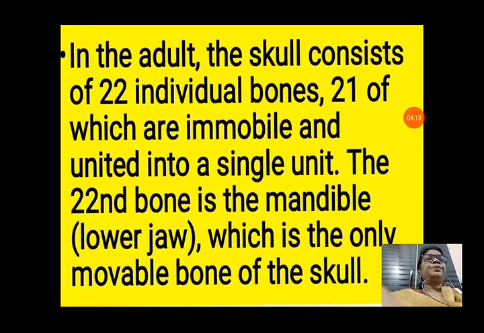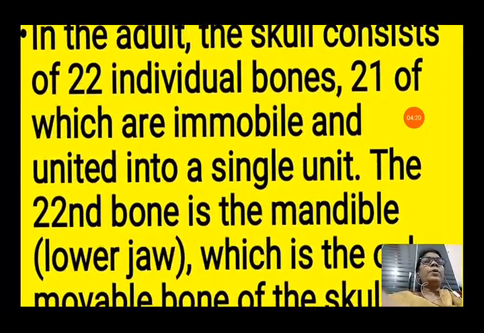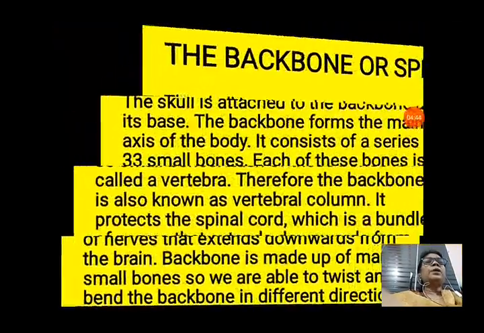Now next, the adult skull consists of 22 individual bones, 21 of which are immobile. Immobile means immovable. They cannot be moved and are united into a single unit. You cannot move these parts separately. The 22nd bone is the mandible, the lower jaw. That is the only movable bone in the skull. So in the skull, the only movable bone is the lower jaw, also known as the mandible.